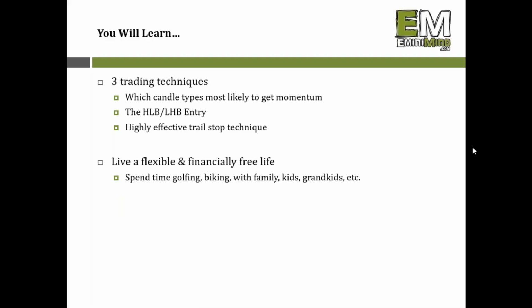So building a flexible, financially free life allows you to spend time doing what you like doing, whether it's golfing or, for me, riding my bike, spending time with my daughter, maybe you have grandkids, whatever it is that you like to do.